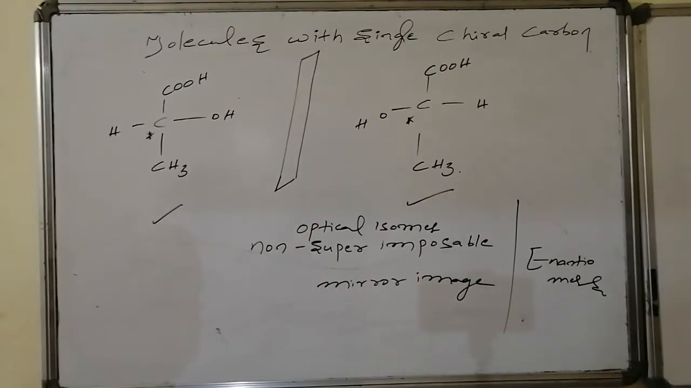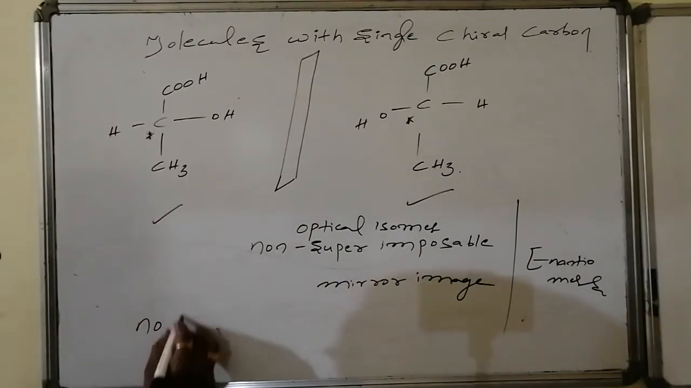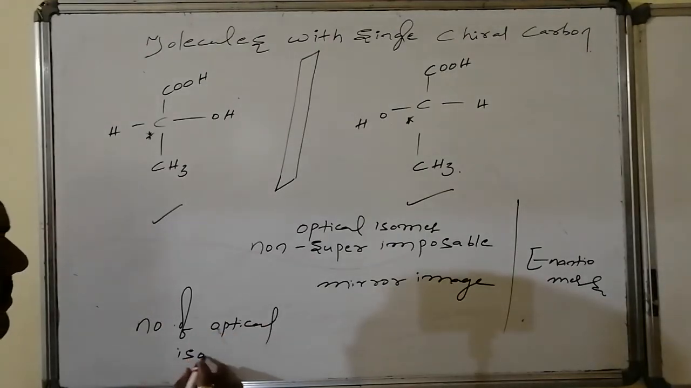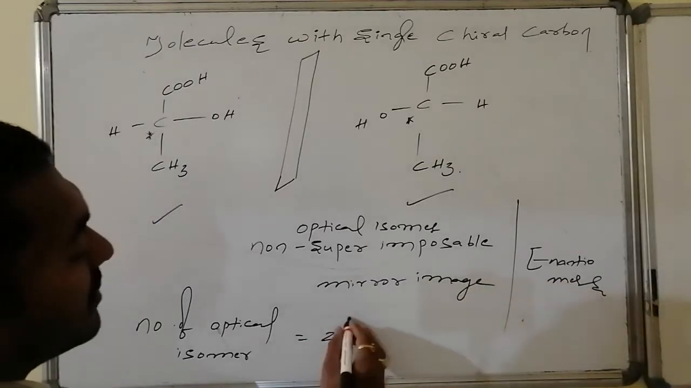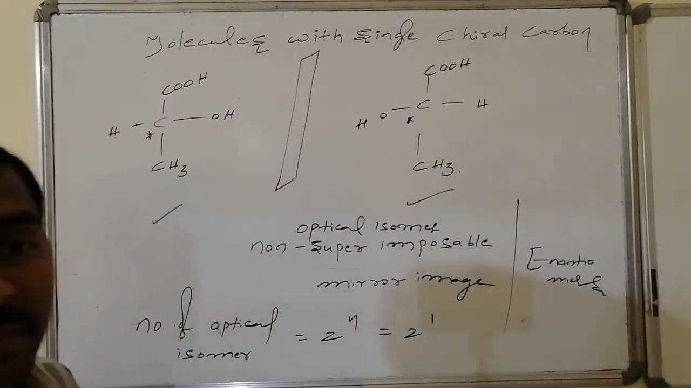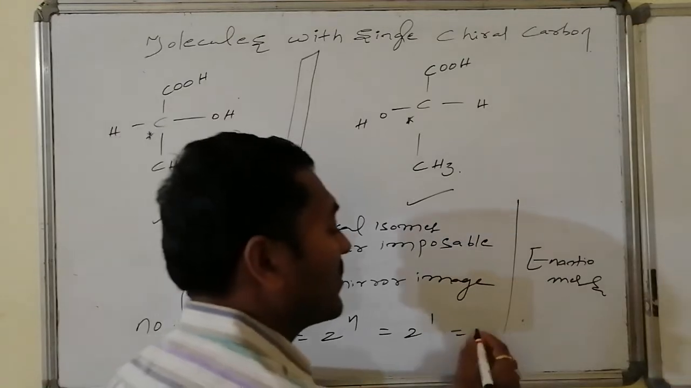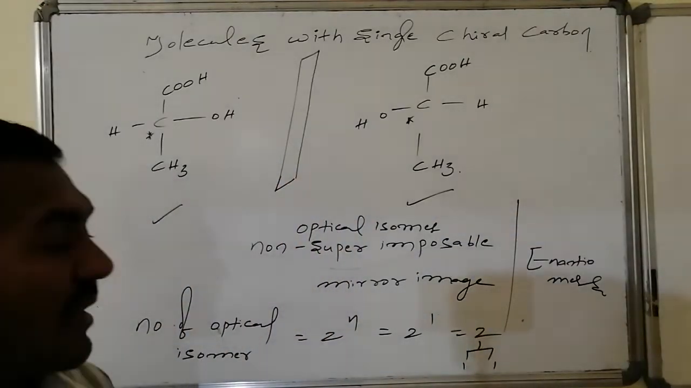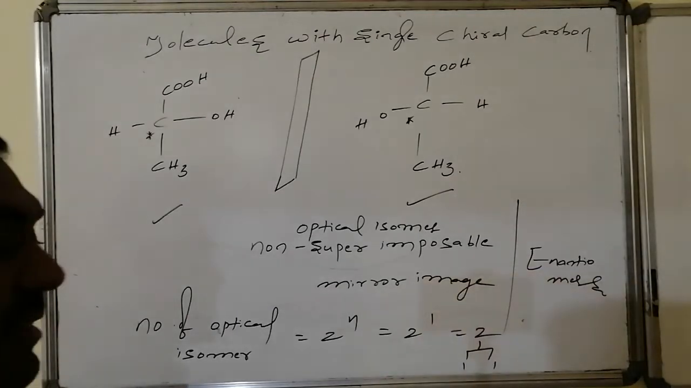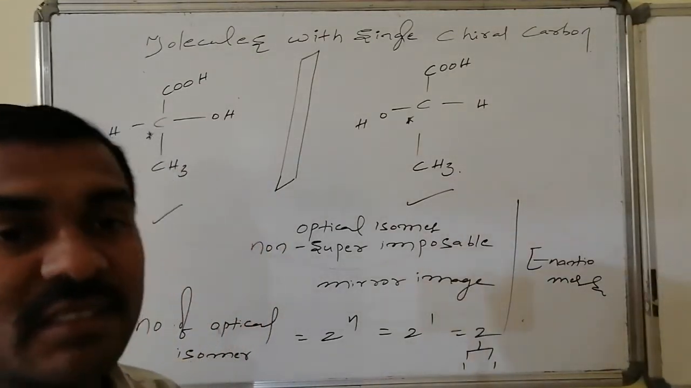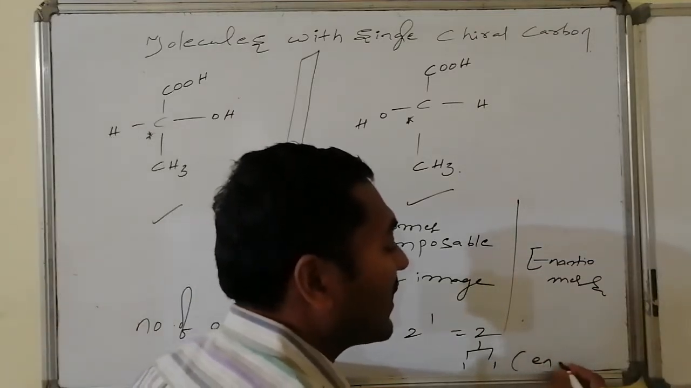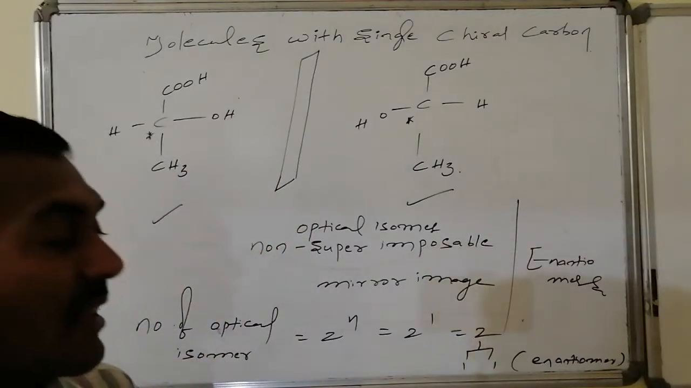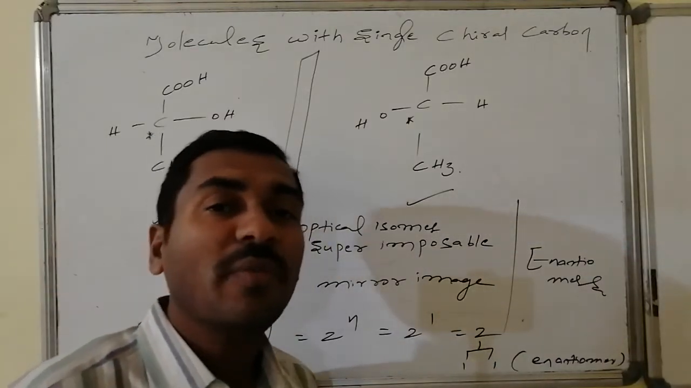And the number of optical isomers can be given with a formula, 2 power n, where n stands for the number of chiral centers here, and that will become equal to 2. Out of these two, one is the mirror image of the other, and these two are non-superimposable to one another. Hence, these two are having a relationship. That relationship is said to be enantiomeric relation. Hence, these two, which are non-superimposable one over the other, are known as enantiomers to one another.